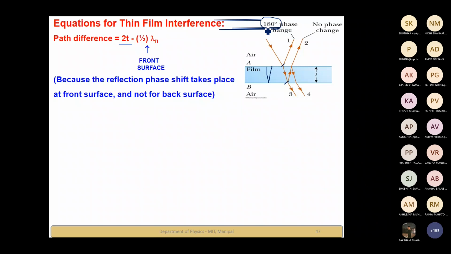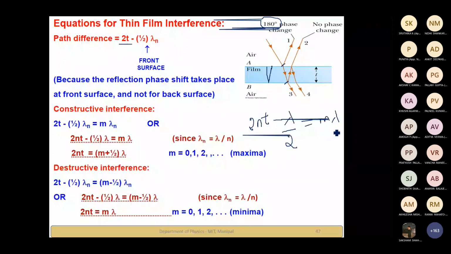So first look for 2nt: ray 2 travels twice in the film of thickness T and refractive index n. Then look for whether there is any phase change by looking at the problem. If there is a phase change, write minus lambda by 2. Then based on the problem given to you, if it is a bright fringe, write m lambda. If it is a dark fringe, write (m minus half) lambda. If there are two phase changes, you can write minus lambda by 2 minus lambda by 2 is equal to m lambda, or you need not write it. You can straight away write 2nt is equal to m lambda.